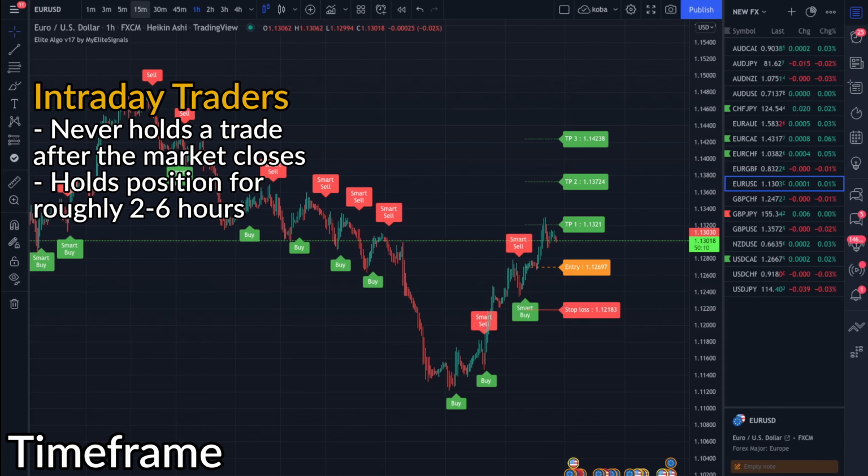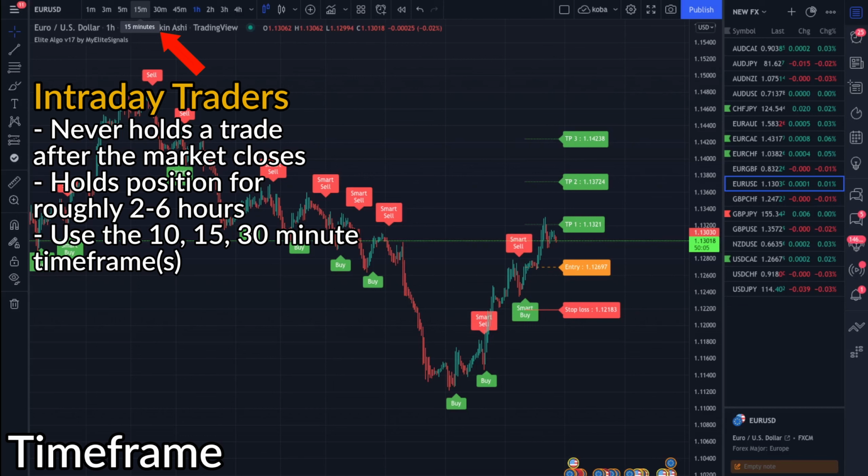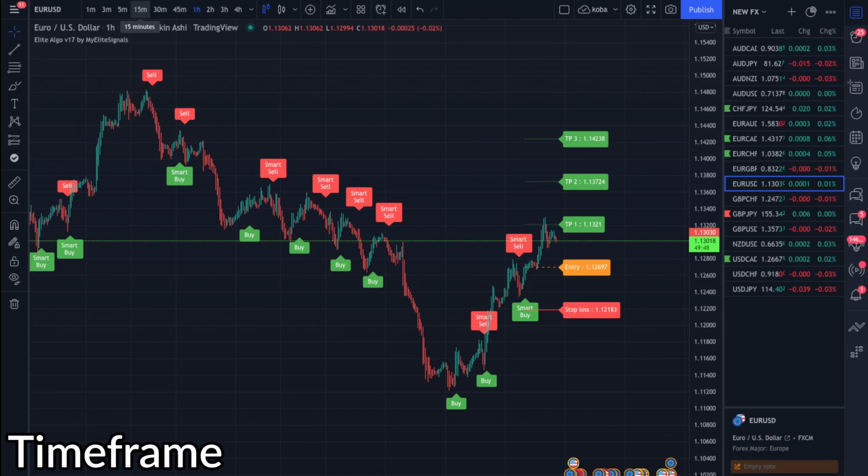So if you're an intraday trader like me, and that is the type of trading that you prefer, then I would recommend you use either the 10-minute time frame, the 15, or the 30. You do not want to go higher than 30 because that goes into the swing trading era. And before the 15-minute, you are looking at, again, very fast trades, just like a scalper, guys. So go ahead and try it for yourself and see exactly if you like that method of trading.